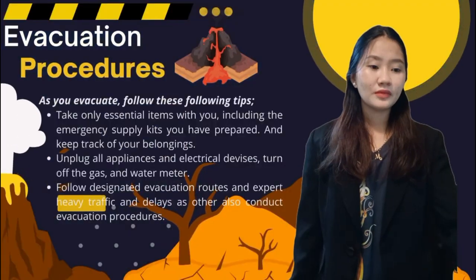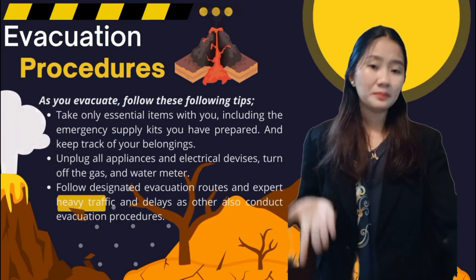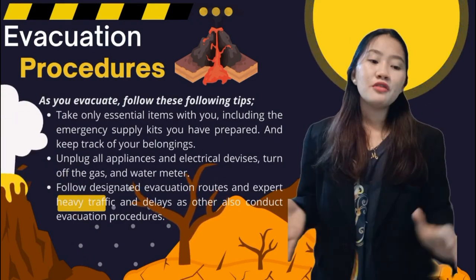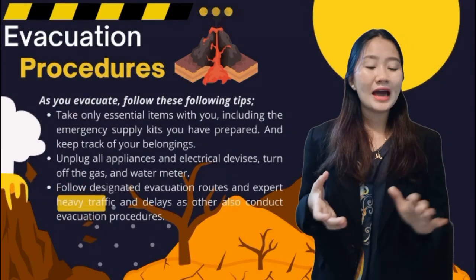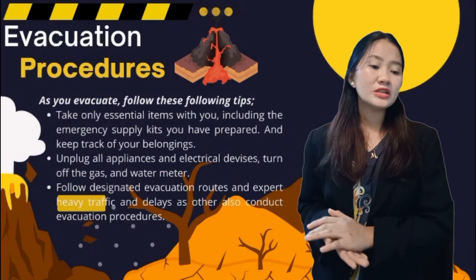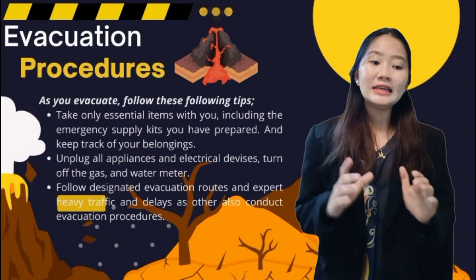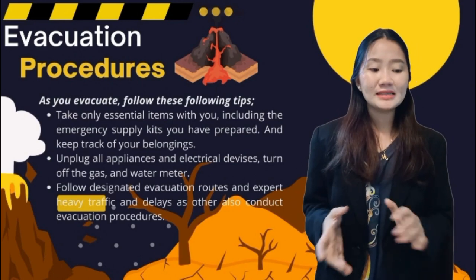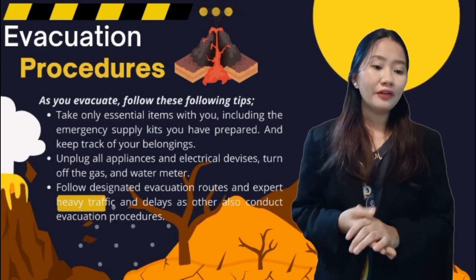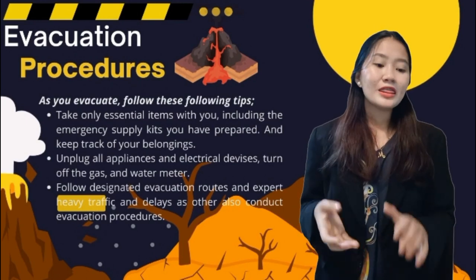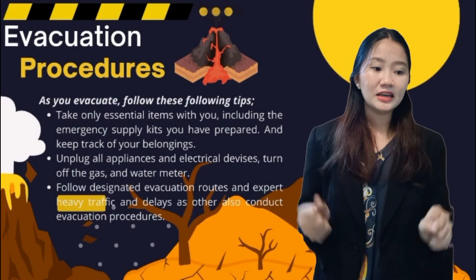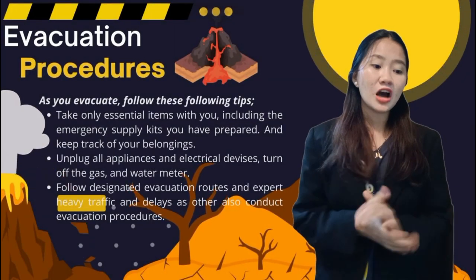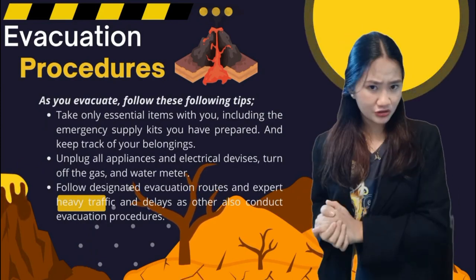So, earlier we have to keep in mind the above. Now we have the following. First, take only essential items with you, including the emergency supply kits you have prepared, and keep track of your belongings. Second, unplug all appliances and electrical devices, and turn off the gas and water meter. Third, follow the designated evacuation routes and expect heavy traffic and delays as others also conduct evacuation procedures.